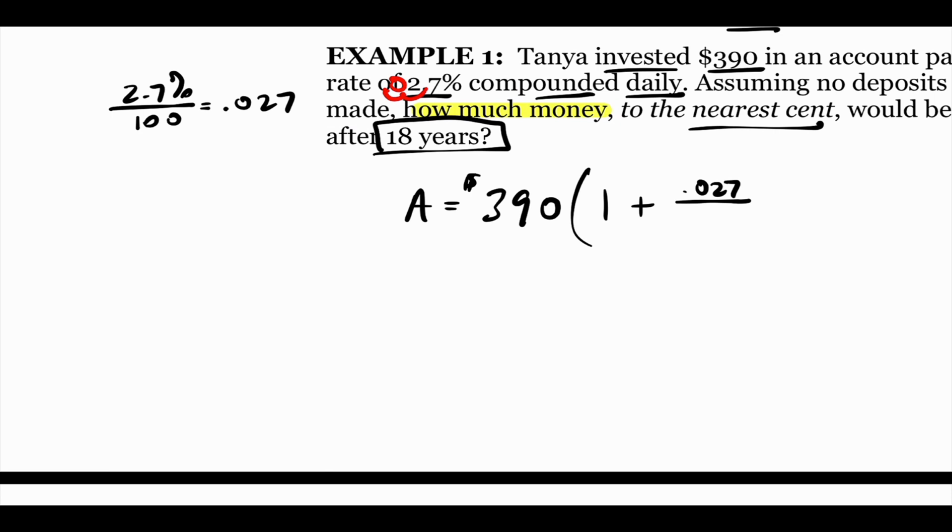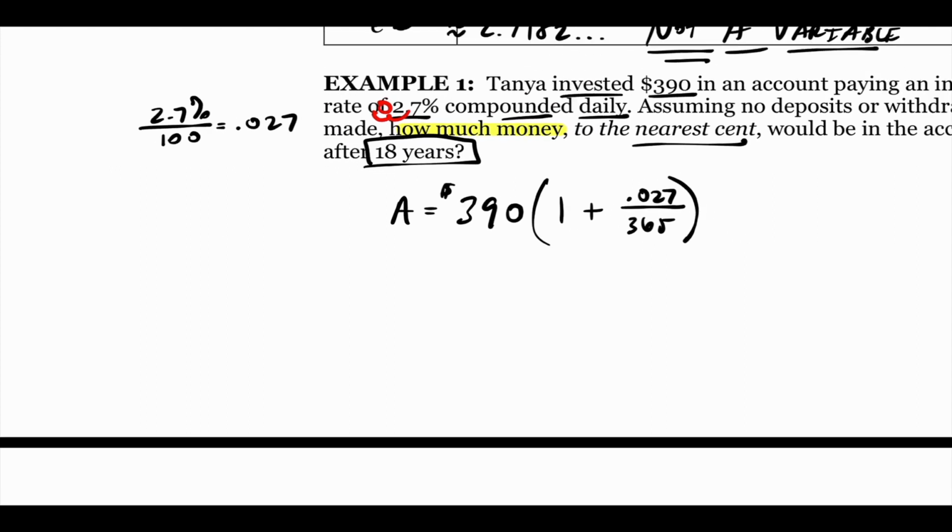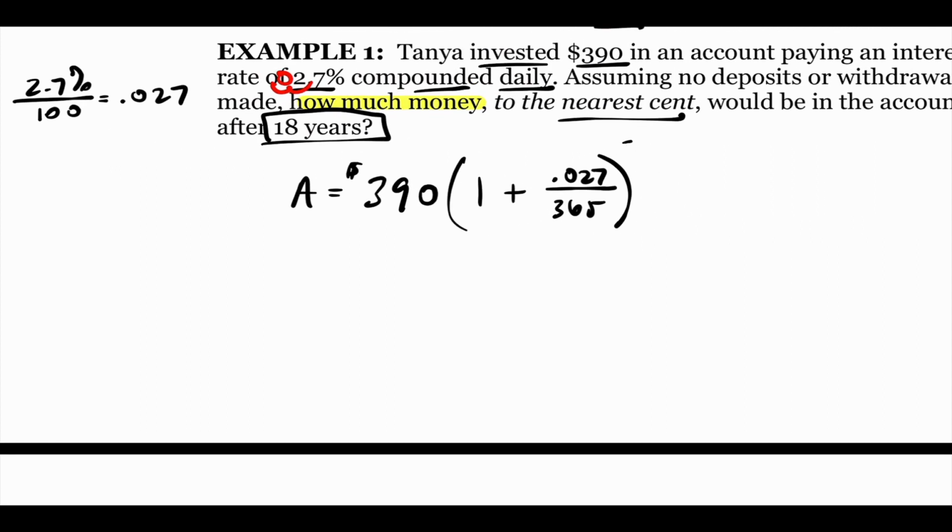Number of times. So if I do it daily, we said 365 in 1 year, right? So 365 goes there. And then I put that number again on top as a power, times T, the amount of years she's going to keep the money in her account, 18 years.